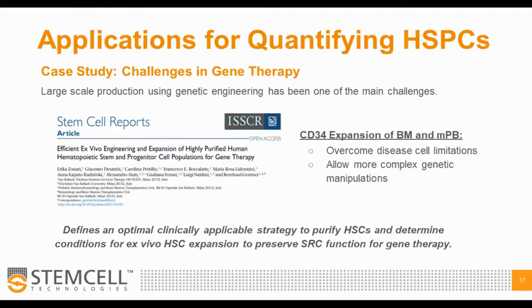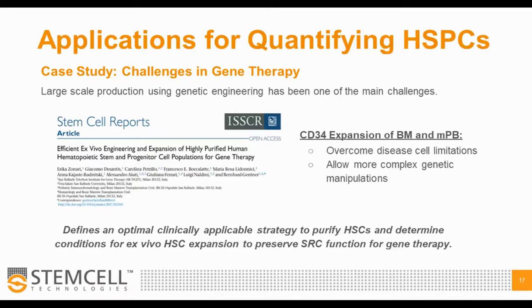really recognizing that one of the things you have to overcome is a limitation to the number of cells that you have. Typically, patients with disease don't mobilize very well, so it's important to know the conditions and optimize those to get enough cells to allow complex genetic manipulations without losing the stem cell function. So this paper really defines the optimal clinically applicable strategy to purify hematopoietic stem cells and determine conditions for ex vivo expansion to preserve that important engraftment function.